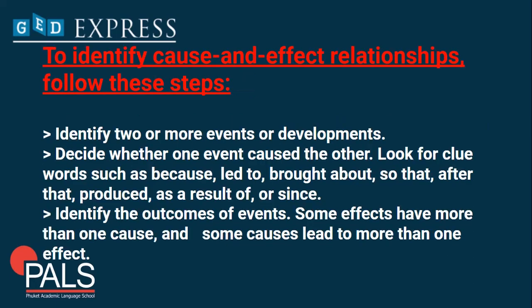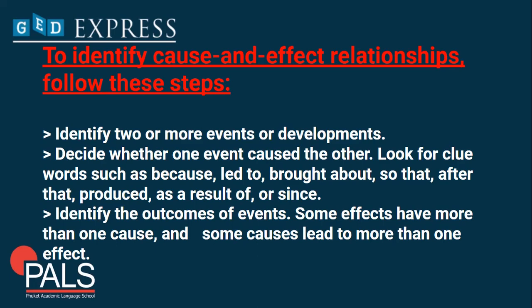of a cause. Okay. Now, to identify cause and effect relationships, please follow these steps. First, you have to identify two or more events or developments. All right. So that's really important. Always, once there is a reading task that you have to do on your test, always identify the events or developments, and then after that, decide whether one event caused the other. Look for clue words such as because, led to, brought about, so that, after that, produce as a result of, or since.